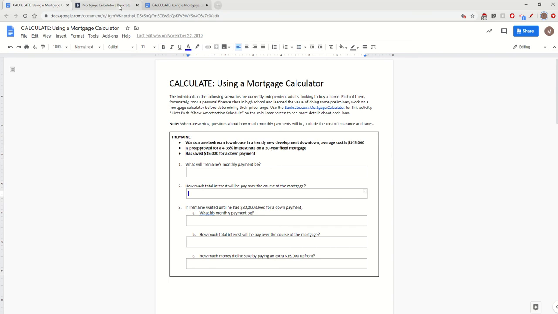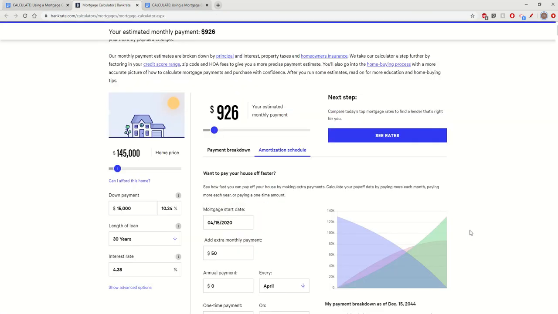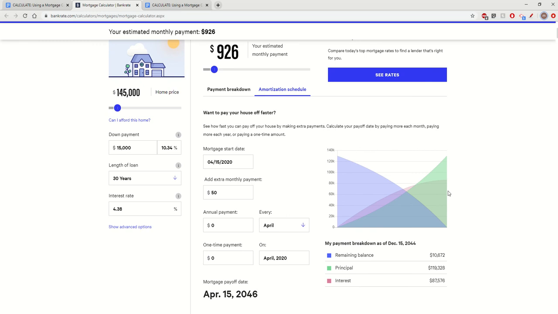How much total interest would Tremaine pay? All right, so there are two ways to do this. One is if you put your mouse over the chart all the way at the end of it, it'll say about, let's see what we got. In terms of interest, we have $87,904.